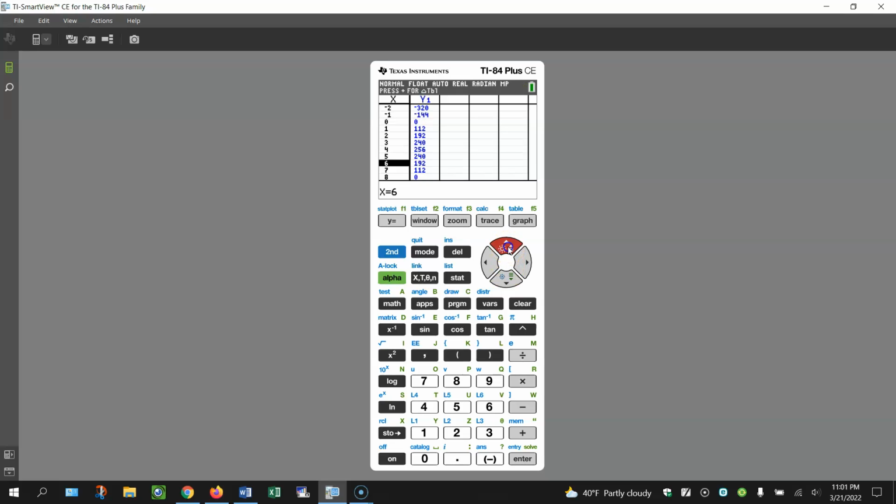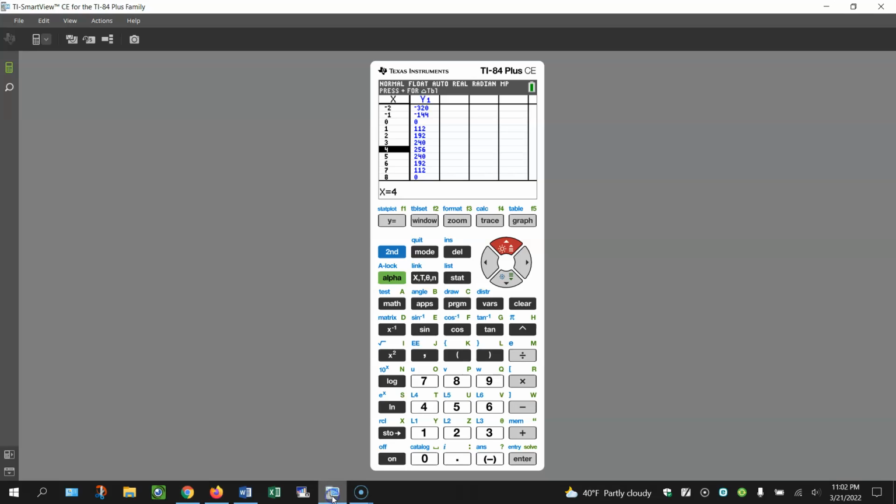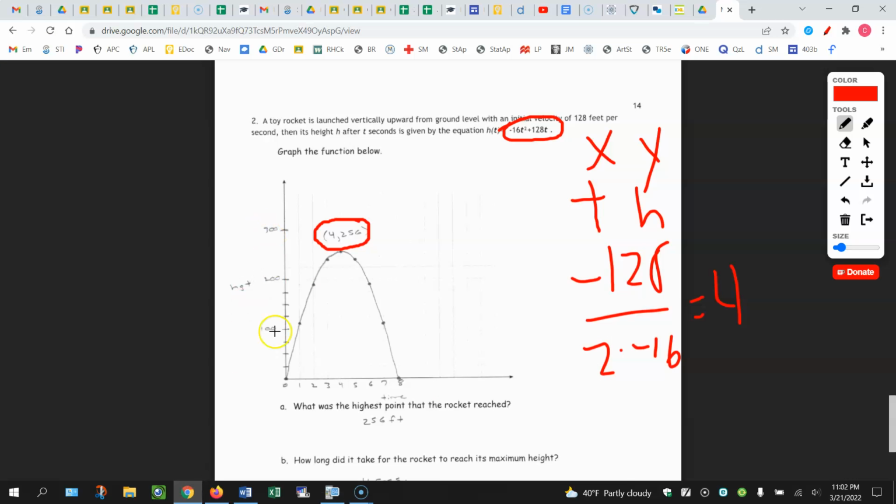So on your calculator, it'll go from 2 to 6, and you'll see the 192s that match, the 240s that match, and then the 256 you'll have in the middle. So that's where that vertex or that turning point is coming from that you see on the graph here. You'll notice the highest height is 256. The time goes from 0 to 8 before it hits the ground again. So that helped me set up my axes.